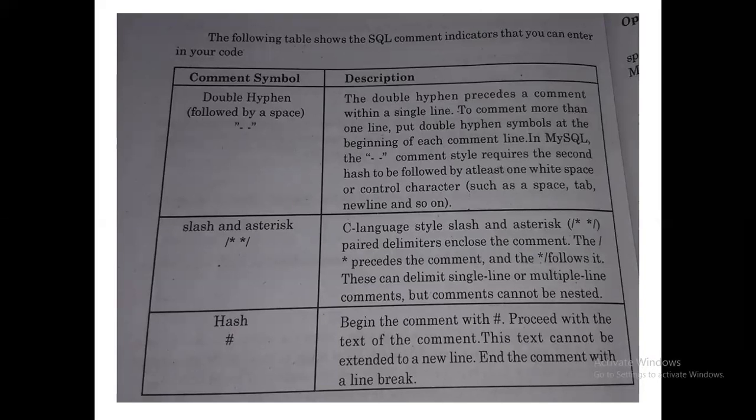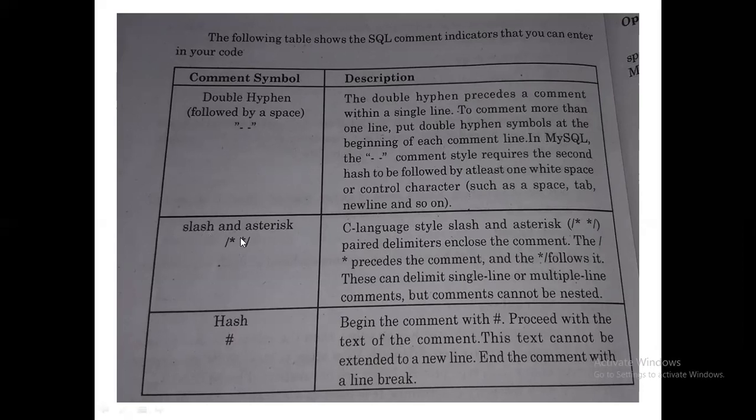The following table shows the SQL comment indicators that you can enter in your code. First is the comment symbol, another is the description. So double hyphen followed by a space. The double hyphen precedes a comment within a single line. To comment more than one line, put the double hyphen symbol at the beginning of each comment line. In MySQL, the double hyphen comment style requires the second hyphen to be followed by at least one white space or control character.